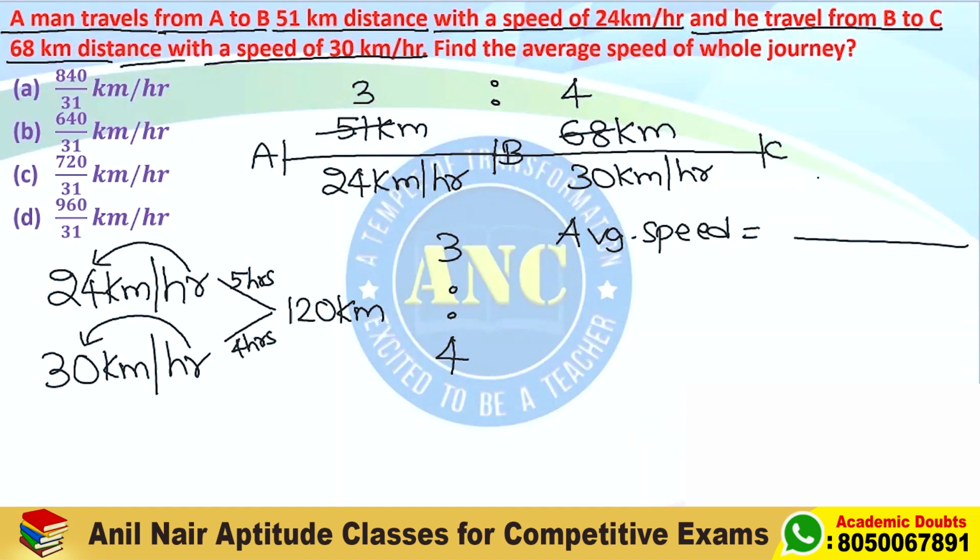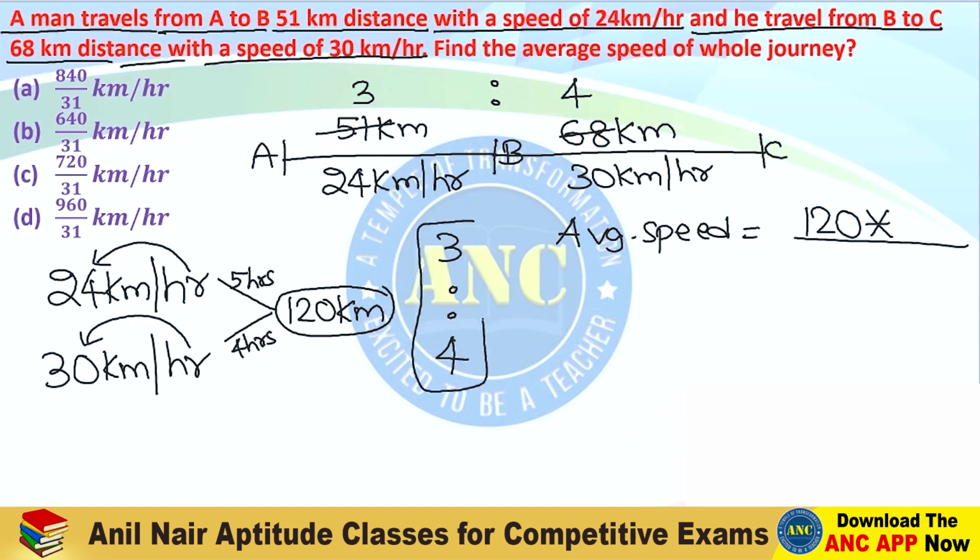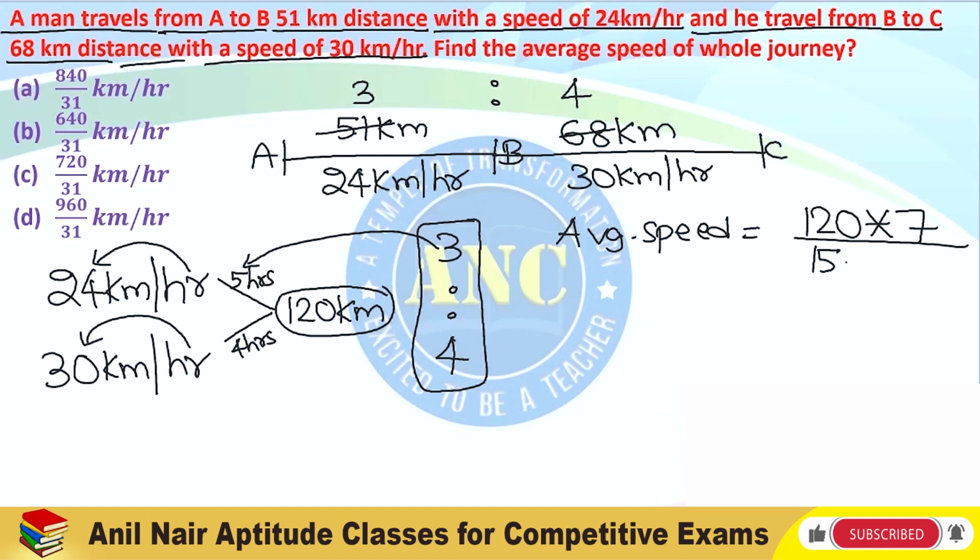How will you directly write it? So the assumption of distance is 120. Write down that 120 multiplied with the sum of the ratios of the distance, 3 plus 4 is 7, divided by, this is total distance. Total time is nothing but 3 into 5, it is 15, plus 4 into 4, it is 16. As simple as it can be, sir.